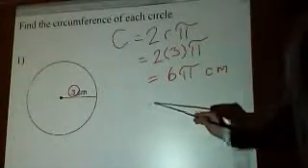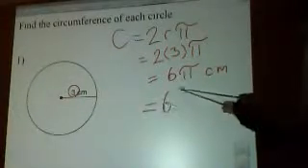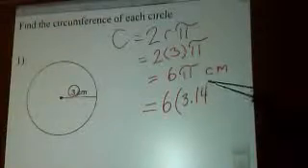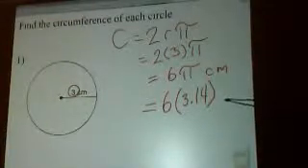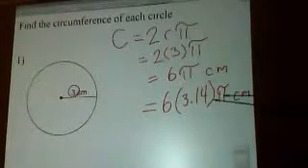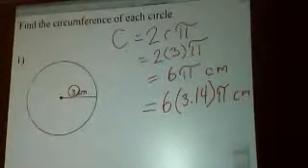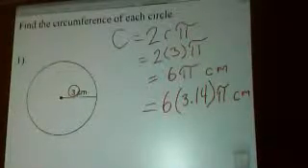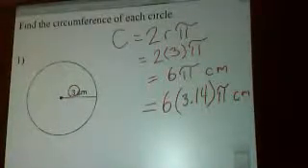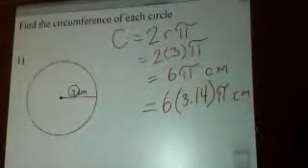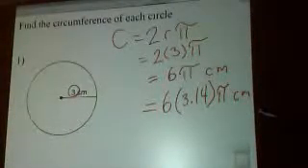We can go ahead and plug in the first few digits, 3.14, times pi centimeters, to find out exactly how much our circumference is. So here we go. I'm going to my calculator.